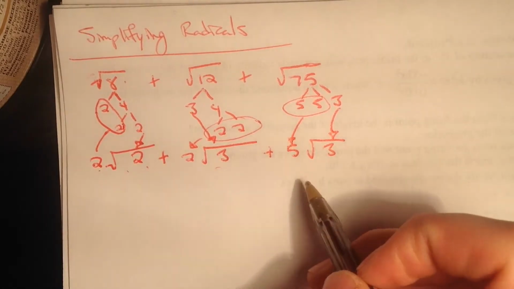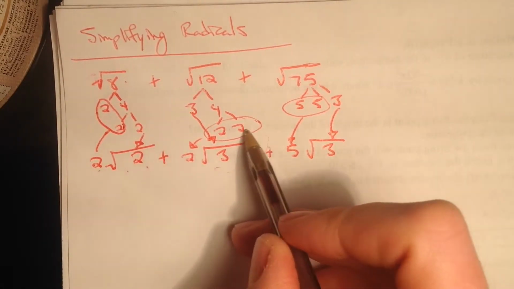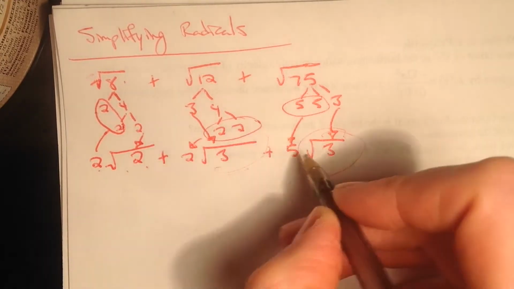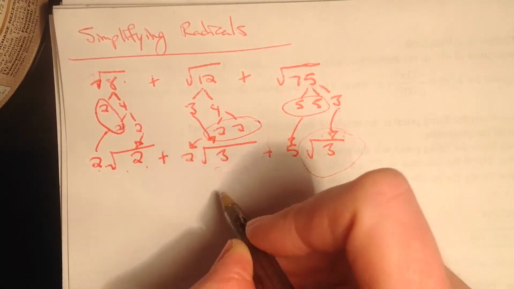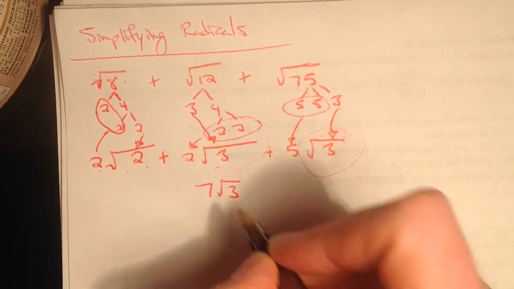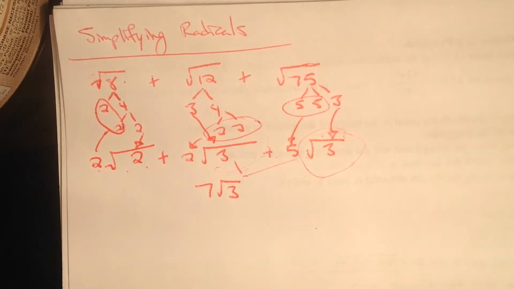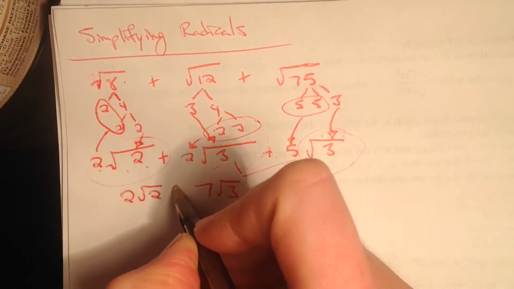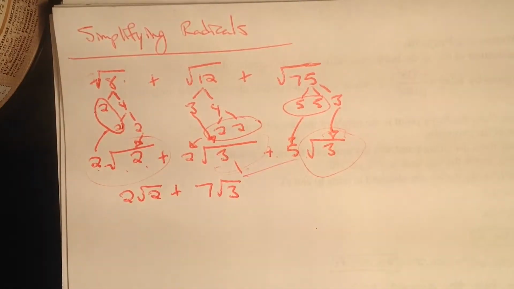So looking at these 3 things, to be able to add something together, they have to have the same number under the root. So the 2 square roots of 3 and 5 square roots of 3 can add together to become 7 square roots of 3 for these 2 combined. But this guy doesn't combine. So therefore, our final answer would look something like 2 square root of 2 plus 7 square roots of 3.